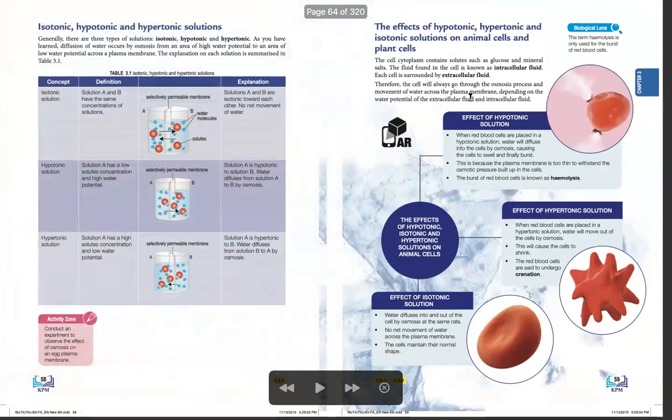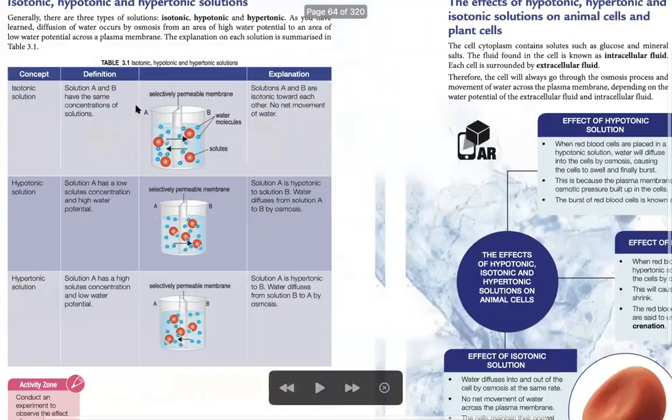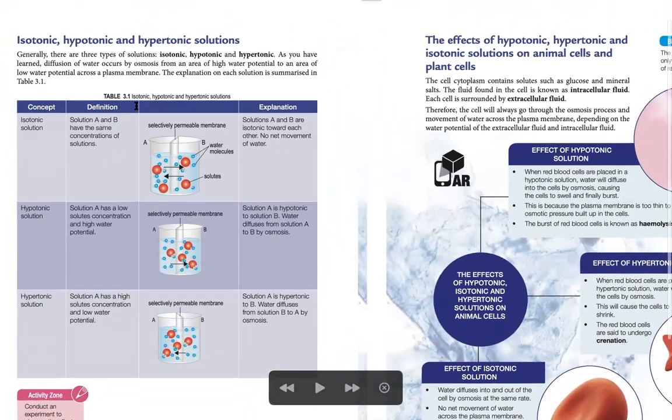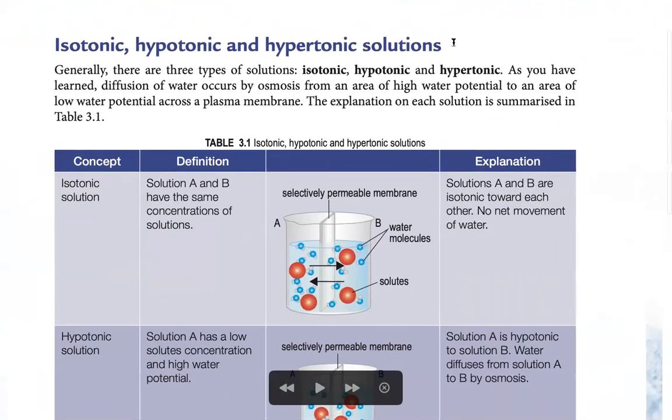Let's move on. The next one, we are going to study the types of solution. Solution in Malay is larutan. There are three types of solution. The first one is isotonic, then we have hypotonic, and the last one, hypertonic. So we go one by one.